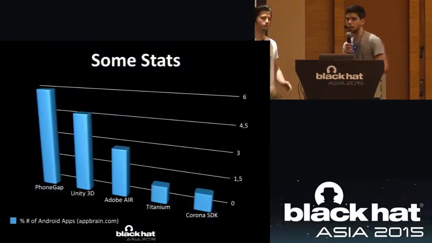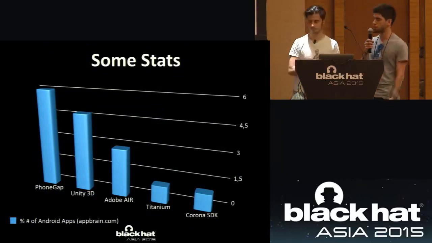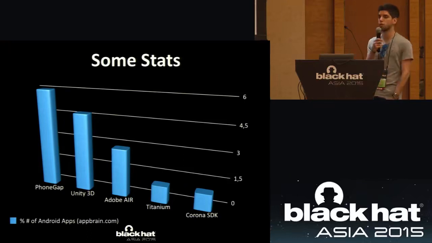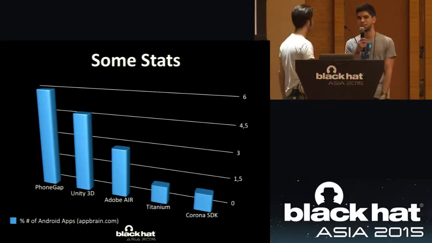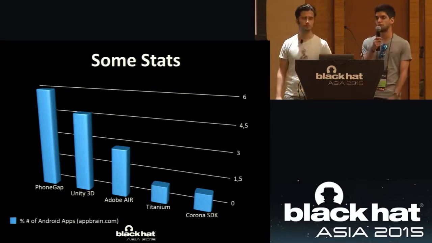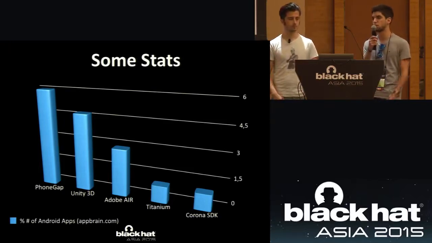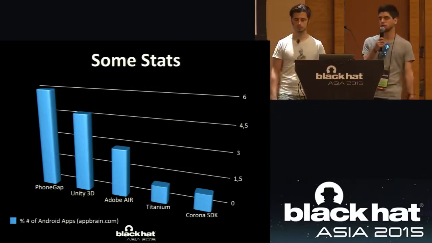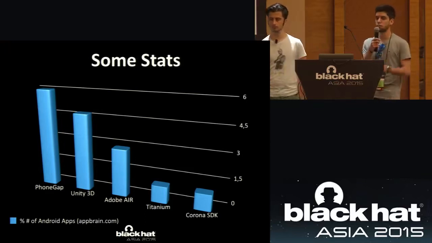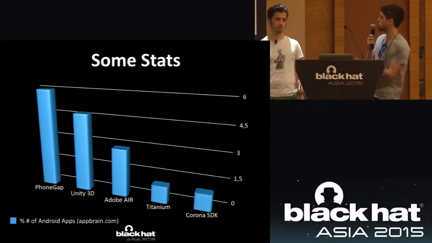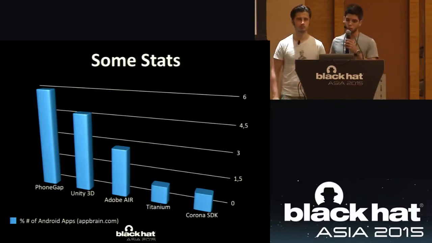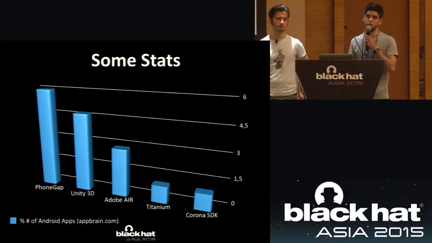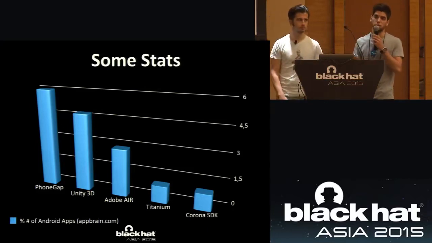So the first thing that we had to do when we started to prepare the research was to determine how many frameworks were available out there for developers. I don't remember exactly the number, but I would say there are around 40 or 50 frameworks available. Obviously we don't have enough time to find vulnerabilities in all of them, so we have to pick the most important ones, these five. From top to bottom, we have, for example, PhoneGap, also known as Cordova Framework, which is one of the most famous and important frameworks out there.